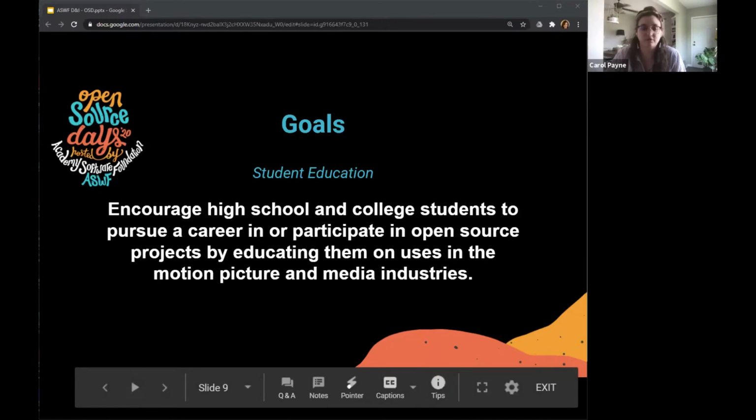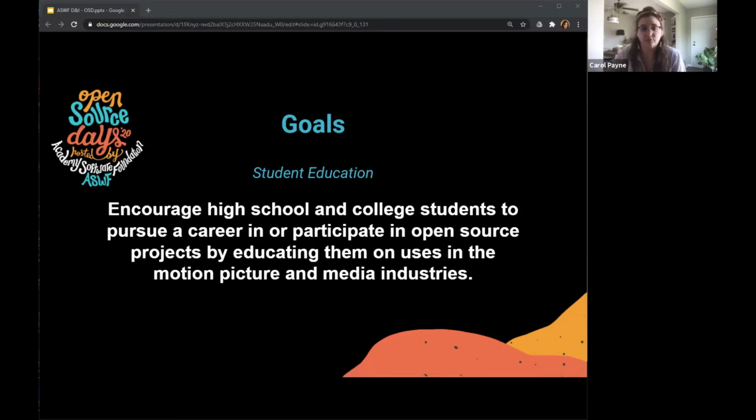The first of those is around student education, and really what that means is these are broad goals, and then the deliverables are how we're going to accomplish it. So this goal is encouraging high school and college students to pursue a career in or participate in open source projects just by education, and tying it back to our film and visual effects and motion picture industries and what an impact open source has on those applications.